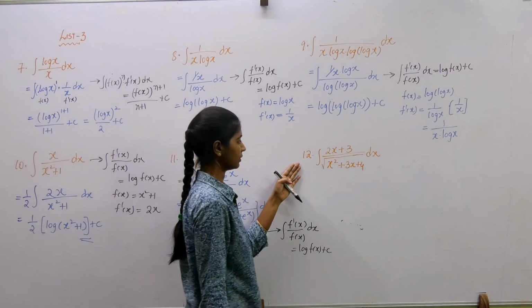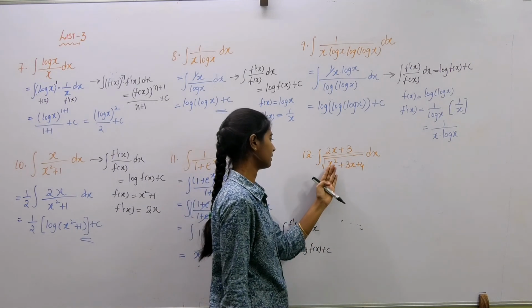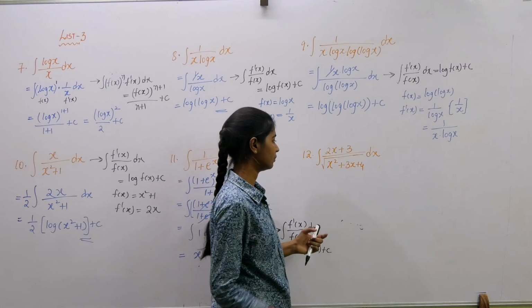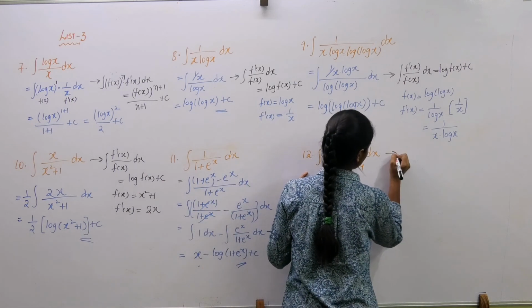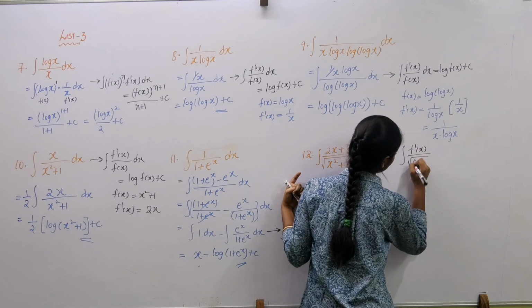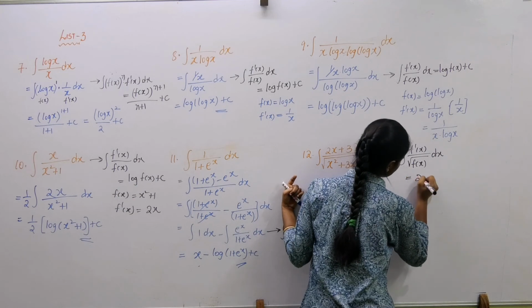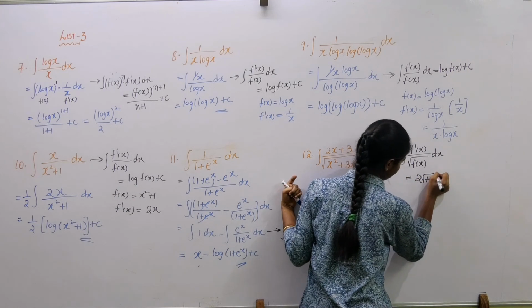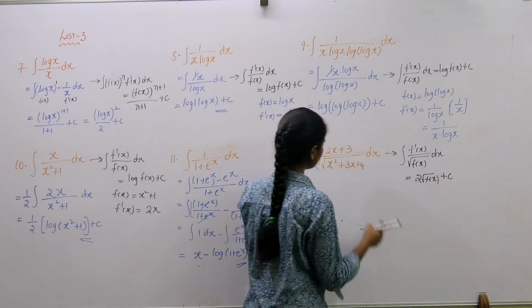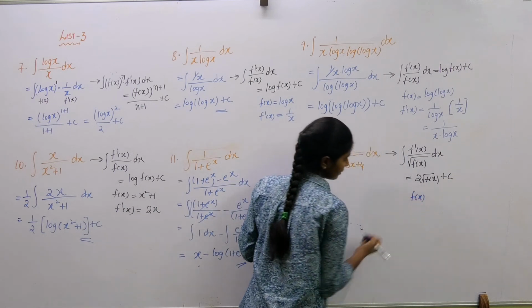And 12th one, integral of (2x plus 3) by square root of (x square plus 3x plus 4). Now this is in the form of integral f dash of x by square root of f of x dx, which is equal to 2 root of f of x plus c. We substitute the formula here. Before substituting, let us check it once.